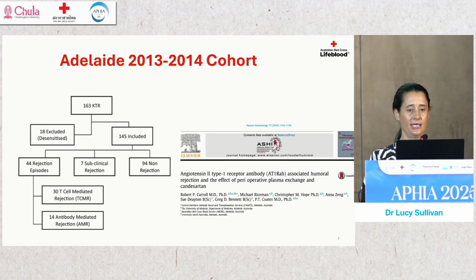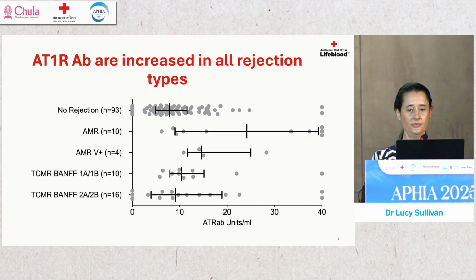Then in Adelaide, in a study driven by Rob, we had our own cohort to look retrospectively at the presence of AT1R antibodies. There were 163 kidney transplant recipients, of which 145 were included. There were 44 rejection episodes, 30 T-cell and 14 antibody-mediated rejection episodes in this cohort.